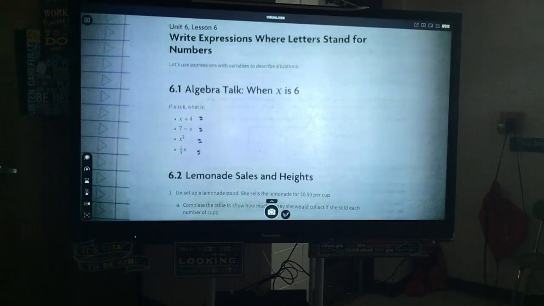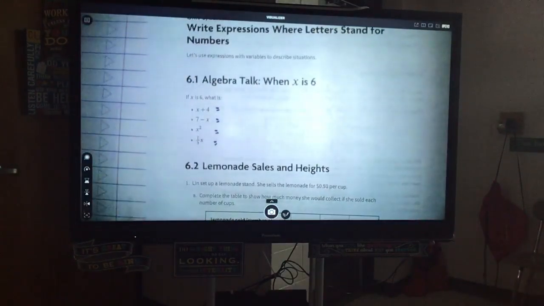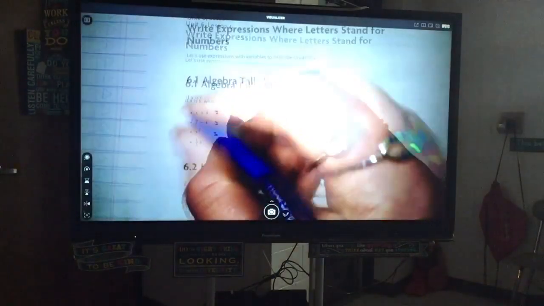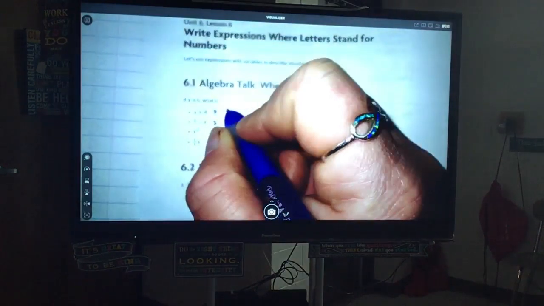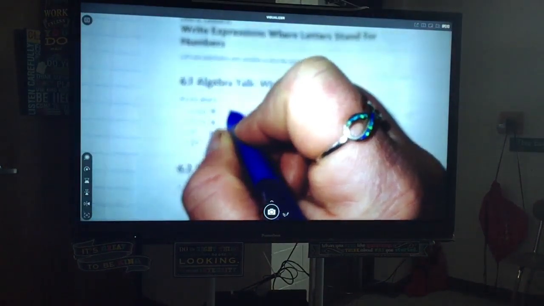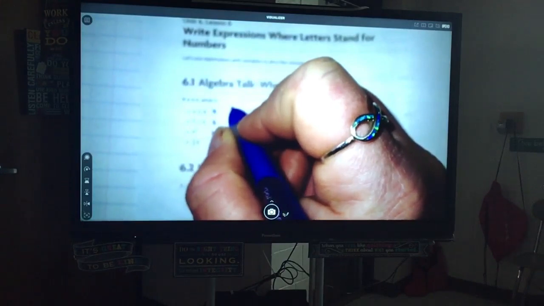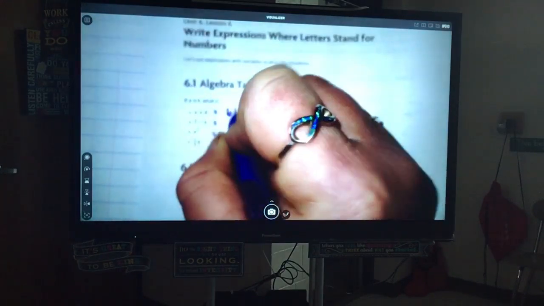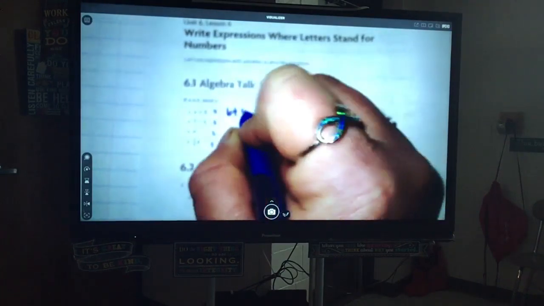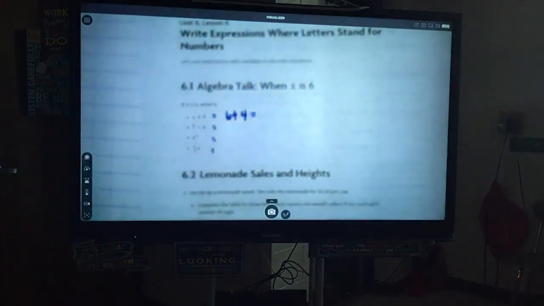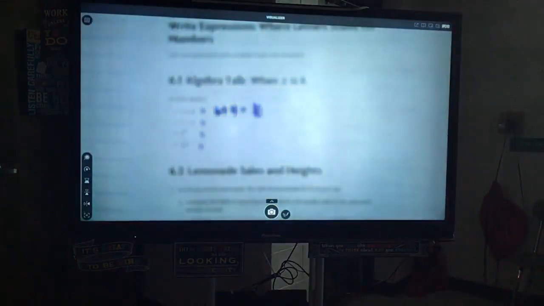All right, so for the first one, what does this become? Raise your hand and tell me. Christiana? What does it become? How did you solve? 6 plus 4. Okay. So you subbed in the 6 for the x, and then you did 6 plus 4, which gave you 10. All right, the next one.